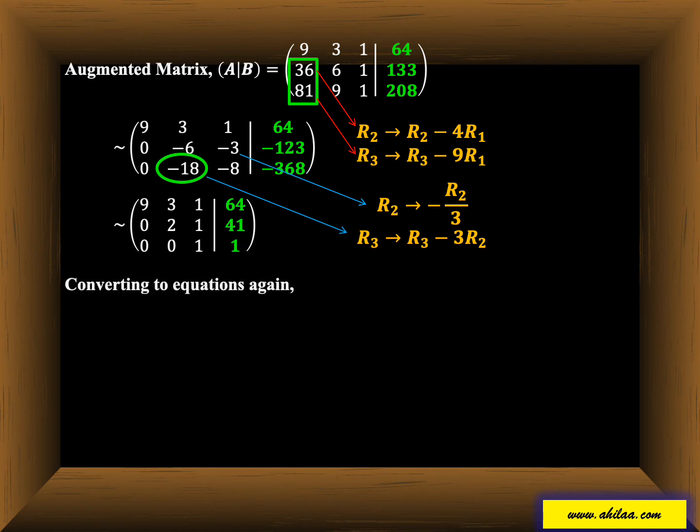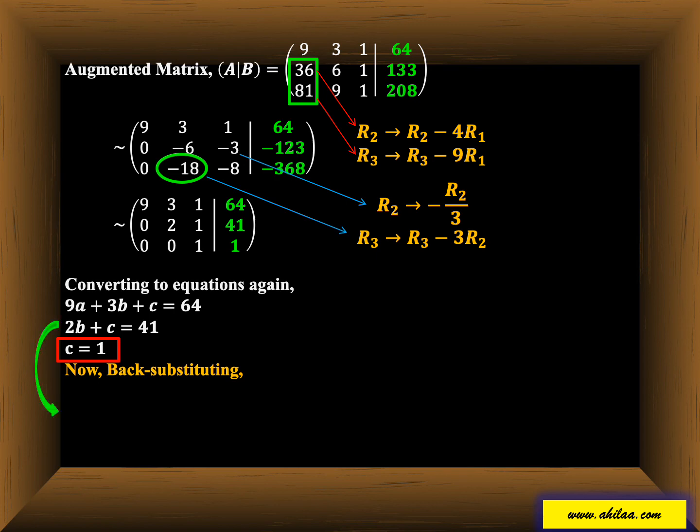Now again converting to equations, from the first row, 9a plus 3b plus c equal to 64. From the second row there is no a term, so 2b plus c equal to 41. From the third row there is no a and b terms, so c equal to 1. Now back substituting, use the third equation first. We are getting c equal to 1. Substitute this value in the second equation to get the value of b. So from the second equation, b equal to 41 minus c by 2, which is equal to 41 minus 1 by 2, that is 40 by 2 equal to 20.